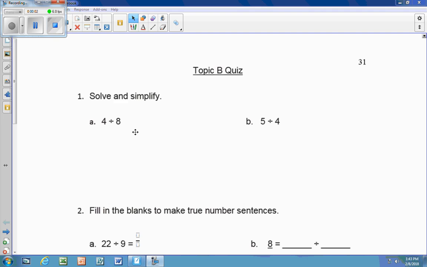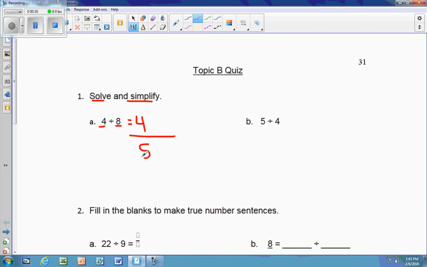This is the Module 4 Topic B quiz review. So the first direction that we have here is that we have to make sure that we're solving and simplifying. So 4 divided by 8 also means 4 divided by, is what that line means, 8.